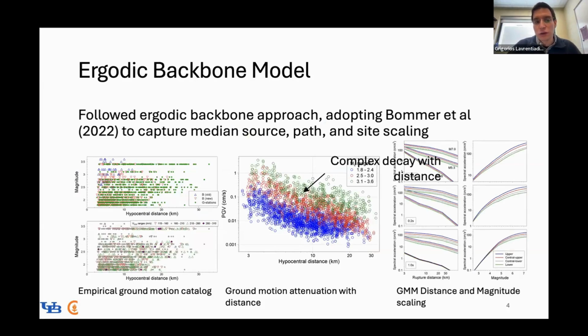As with all previous non-ergodic models, the description of the repeatable effects comes on the basis of a backbone model. And here we use the model by Bommer et al. 2022, which was trained on a small empirical dataset from earthquakes ranging from magnitude 2 to 3.5, and ground motions recorded between 0 and 20 kilometers. And we can see from the empirical data that there is a complex attenuation trend that they show, and even the developers of the ergodic model try to capture it with some level of success. And through the non-ergodic model, the goal is to be able to capture these path effects even better.